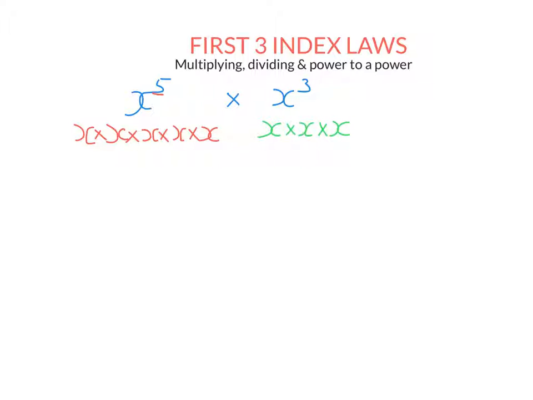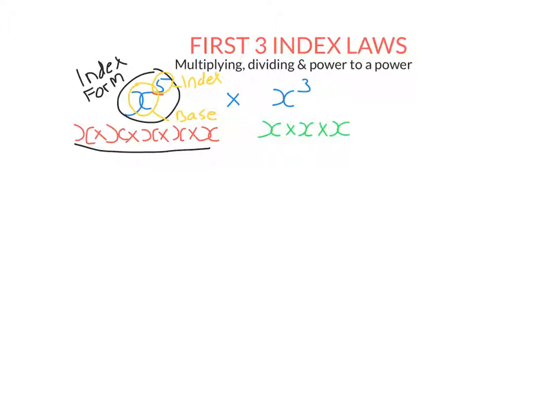So we say that this is in index form because it's something to the power of something. So this thing here is called the index, or the power as you know it, and this is called the base. So index form is when it's something to the power of something. When you write it out like this, it's called expanded form.